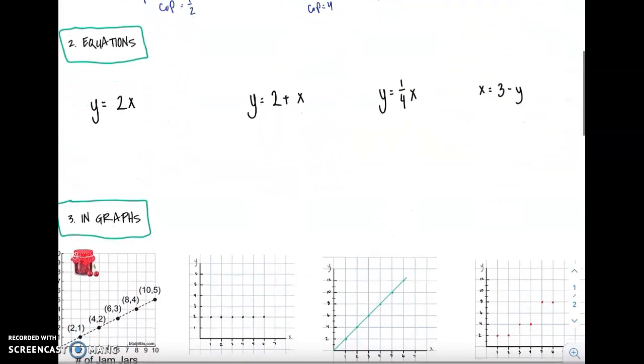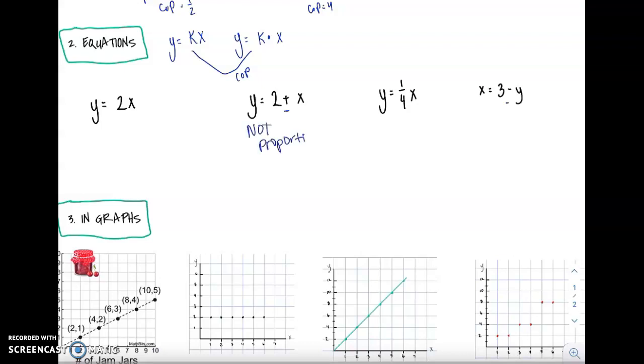Now we're going to go look at equations. We know that proportional equations are in the form y equals kx, which is y equals k times x, where k is my COP. So I can see here 2 of these equations don't have multiplication, y equals 2 plus x and x equals 3 minus y. So these already are not proportional.